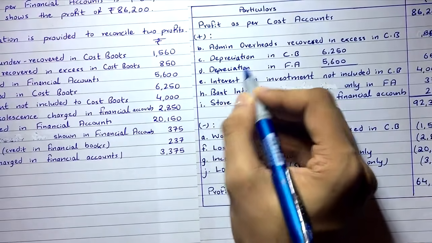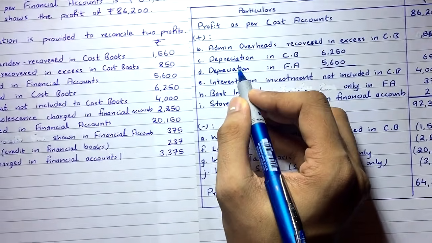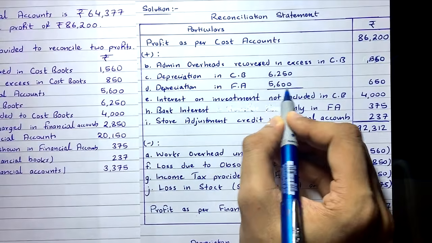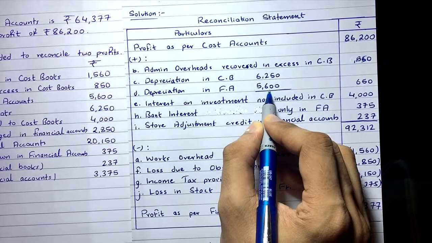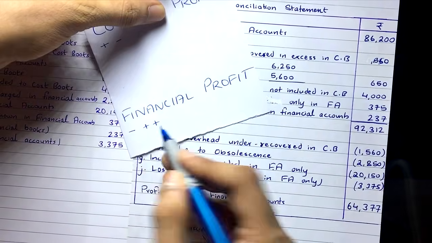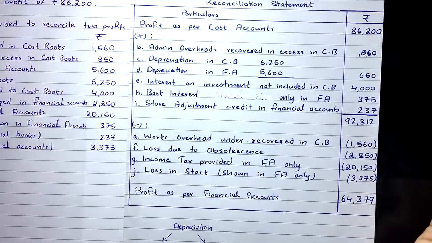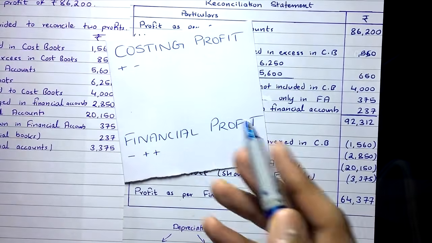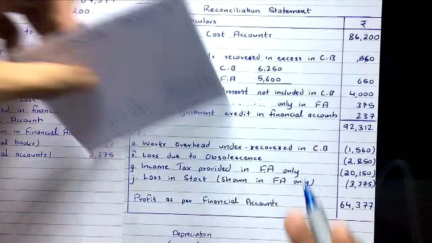Okay, depreciation. I have taken them together just to show you the difference. Depreciation in costing books and in financial accounts, 6250, 5600. अगर तुम financial books में कम रिकॉर्ड कर रहे हो तो financial profit बढ़ के है तो प्लस करना है. सिंपल, 650 को ऐड करो. Simple common sense. Whatever effect the transaction has on financial profit, your target profit, do that. Simple. Next transaction.